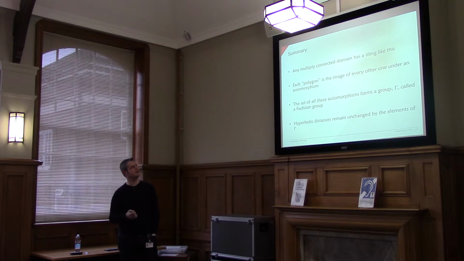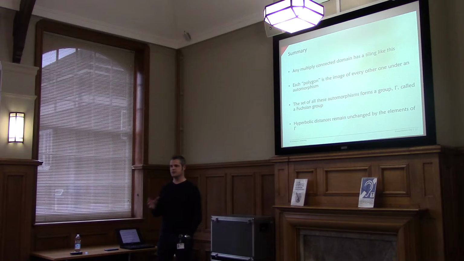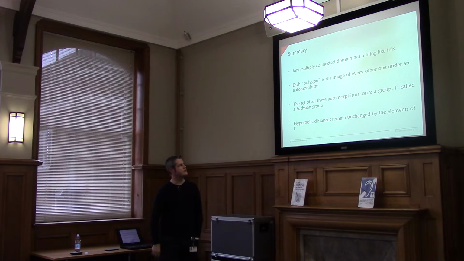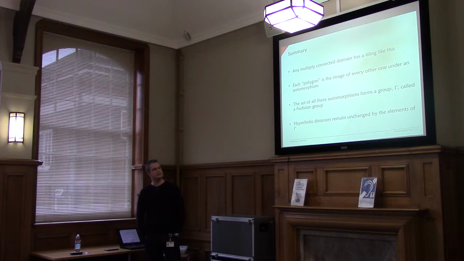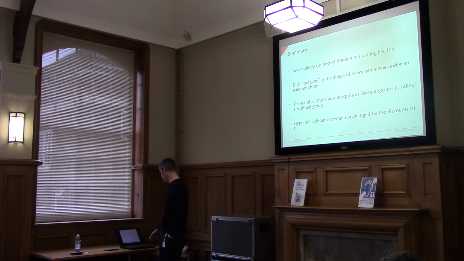Okay. This kind of tiling, where the polygon is the image of every other one under an automorphism, and this set of automorphisms is a group. It's called a Fuchsian group, after Fuchs. Automorphisms in general don't change hyperbolic distances, so every single one of those images is identical to any other one. Not just in shape, but any 2 distances stay the same. Everything stays the same, really. And in terms of our mapping, every single one of them is mapped to our multiply connected domain.